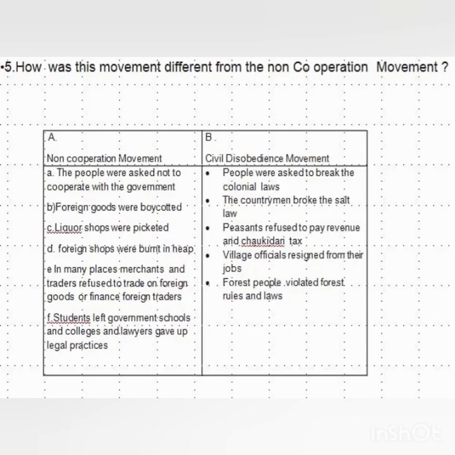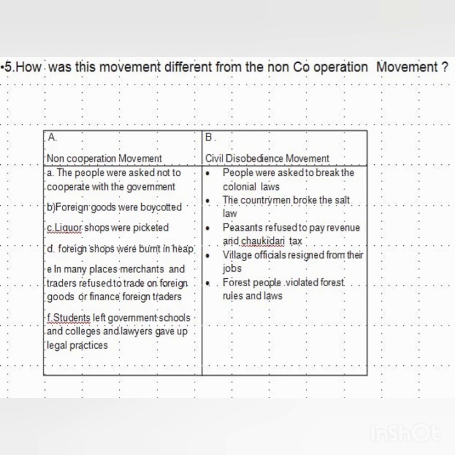Now the question arises, how was this movement different from the non-cooperation movement? In the non-cooperation movement, people were asked not to cooperate with the government, but in the civil disobedience movement, people were asked to break the colonial laws. In the non-cooperation movement, foreign goods were boycotted. On the other hand, the countrymen broke the salt law.